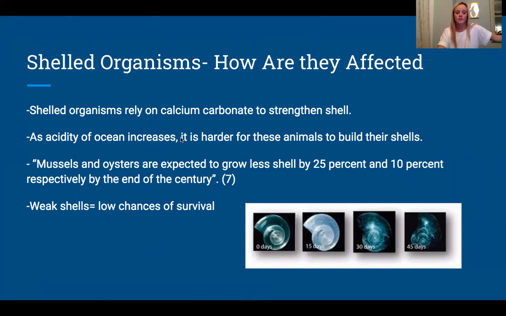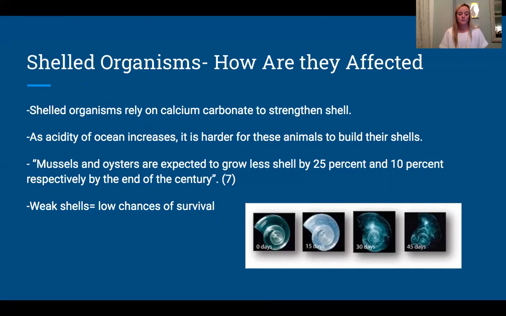So, more into the shelled organisms, how exactly they're affected. Shelled organisms rely on calcium carbonate to strengthen the shell. And when the ocean acidity increases, we have less calcium carbonate to provide to these animals. This makes it harder for them to build their shells and live the way they normally do. A fact: mussels and oysters are expected to grow less shell by 25% and 10% respectively by the end of the century. That's a huge impact on marine life.